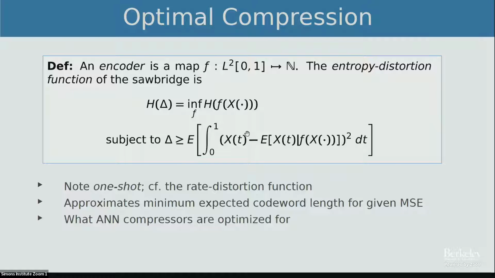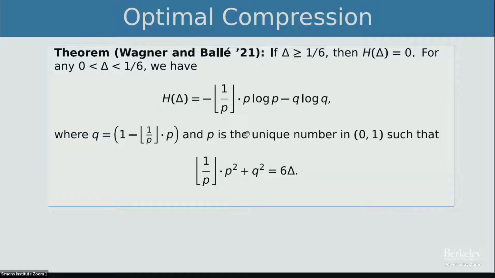This process is simple enough that you can actually compute H of delta exactly. It's implicit, but it is exact. The power in the process is a sixth. So for mean squared error above that, the rate required is 0. For anything less than that, you can compute it implicitly in terms of these formulas. At a very high level, you basically want to quantize U.